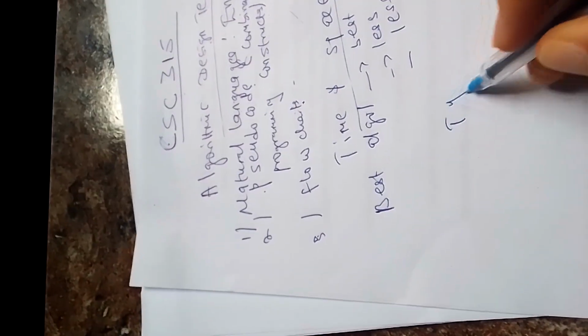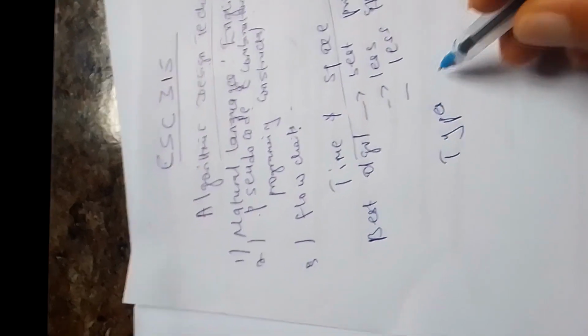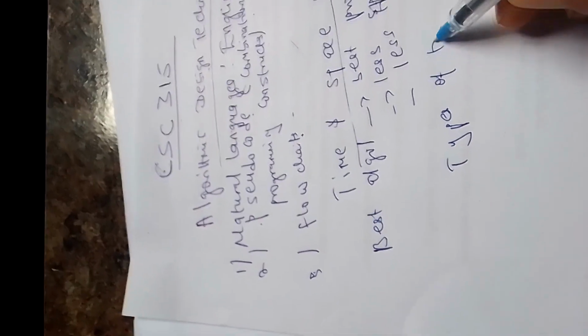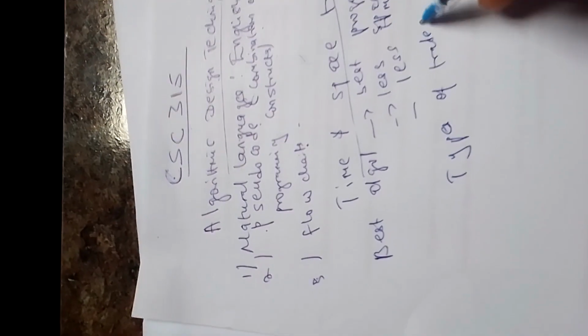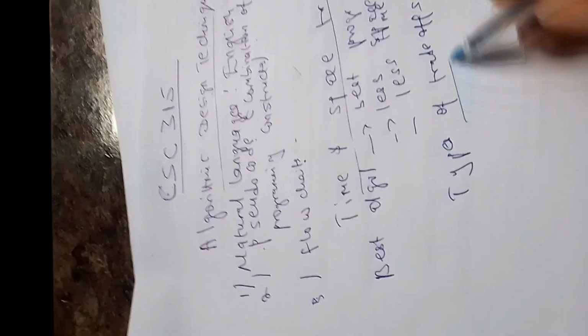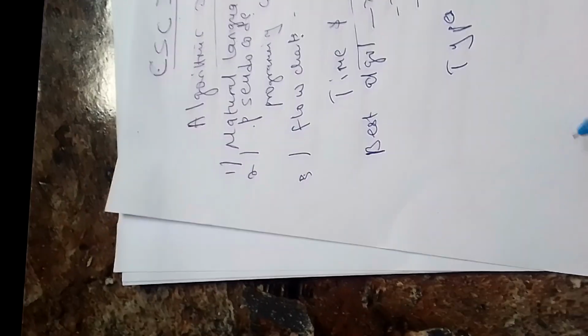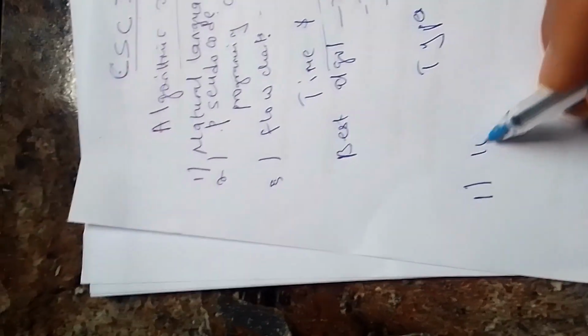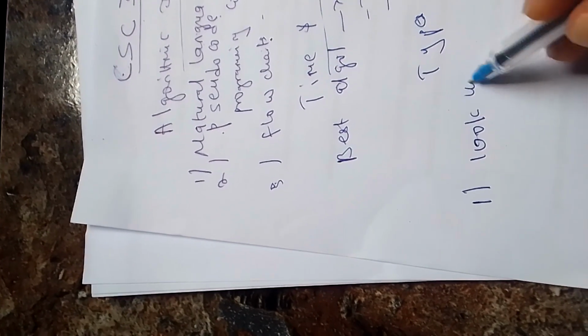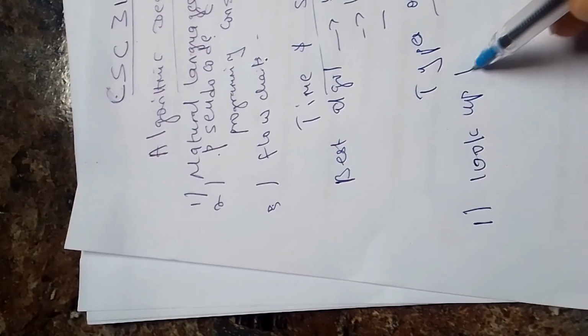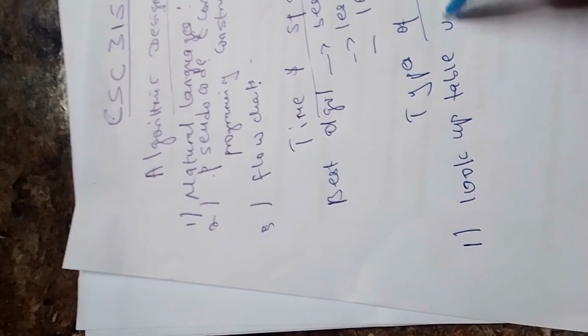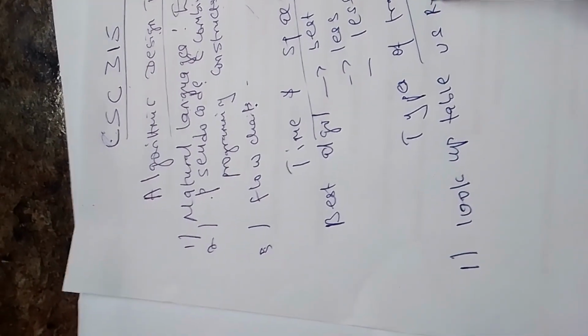And what are these types of trade-offs? We have up to 4 types of trade-off. The first one is what we call lookup table versus recalculation.